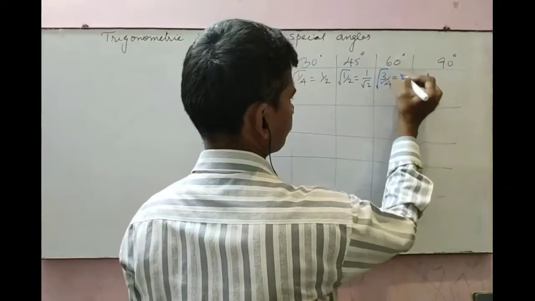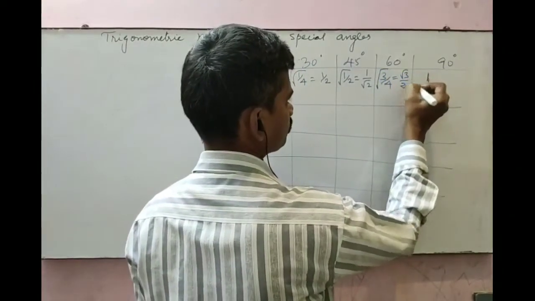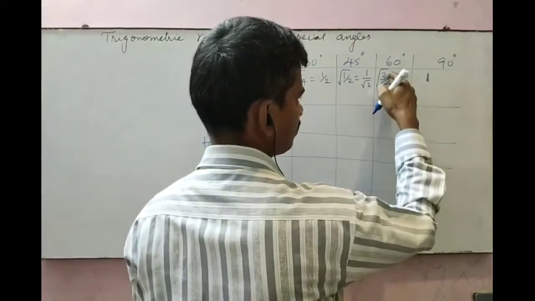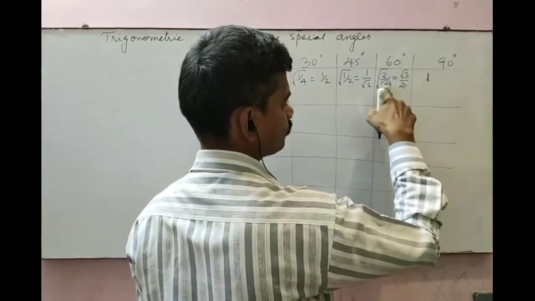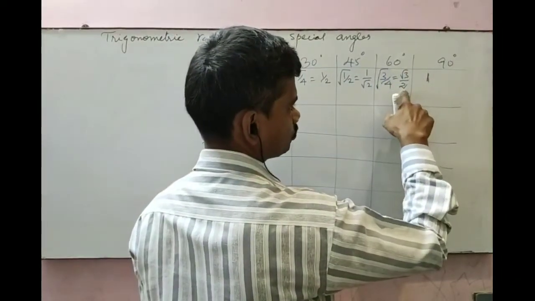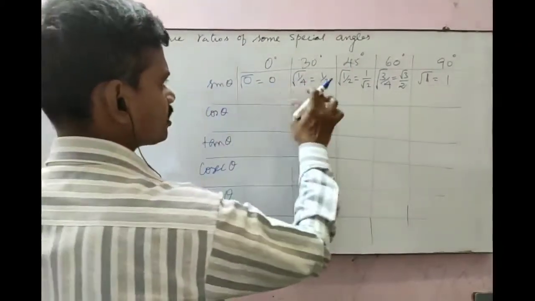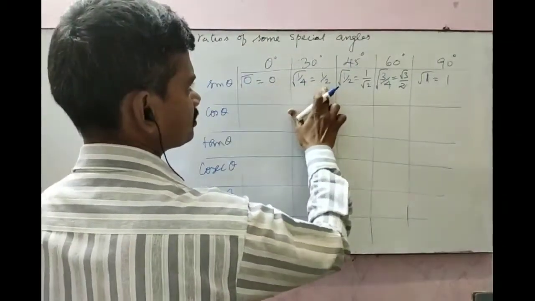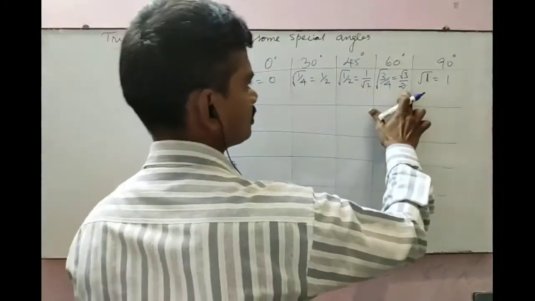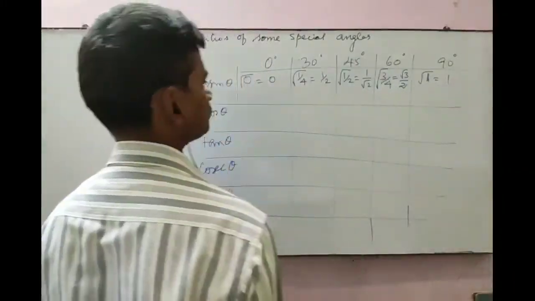Root 3 by 4 is root 3 by 2. The value of root 3 is root 3, root 4 is 2. If you take the value of root 1, you will get 1. So these are the values of sine 0 degree, 30 degree, 45 degree, 60 degree and 90 degree.